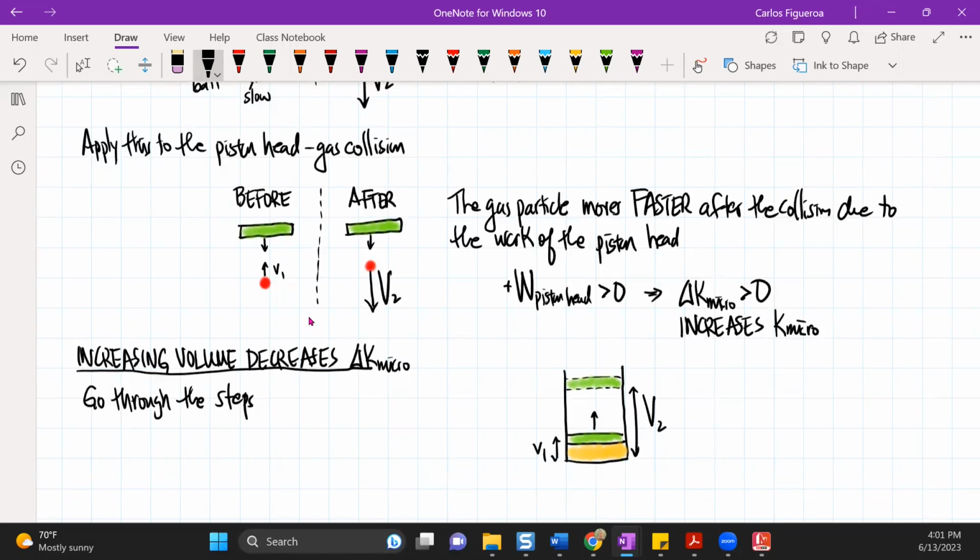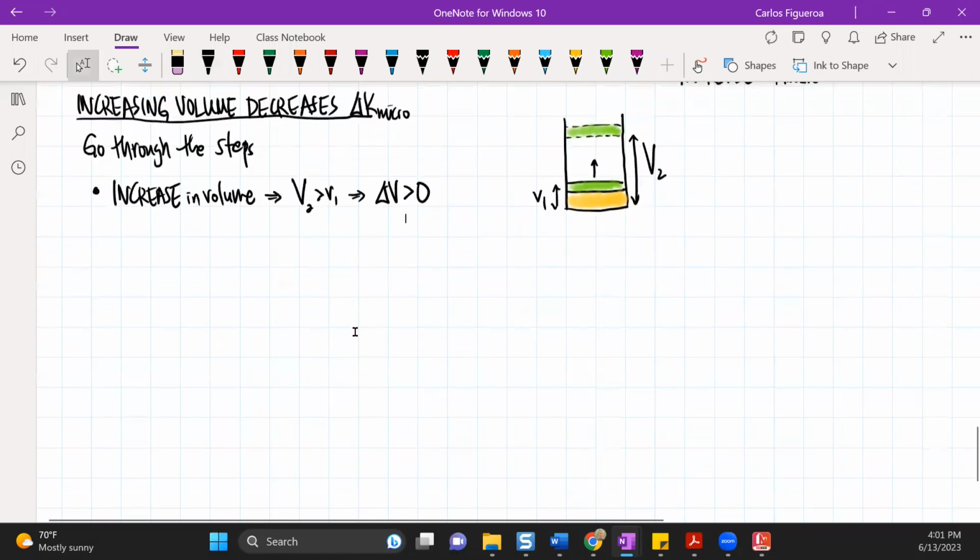So now let's go look at the details of the work to get the sign issues right. So here we have an increase in volume. But if I increase in volume, that tells me that V2 must be bigger than V1, which now tells me I have a change in volume that's positive. Now, in thermodynamics, we say that this is negative work done.